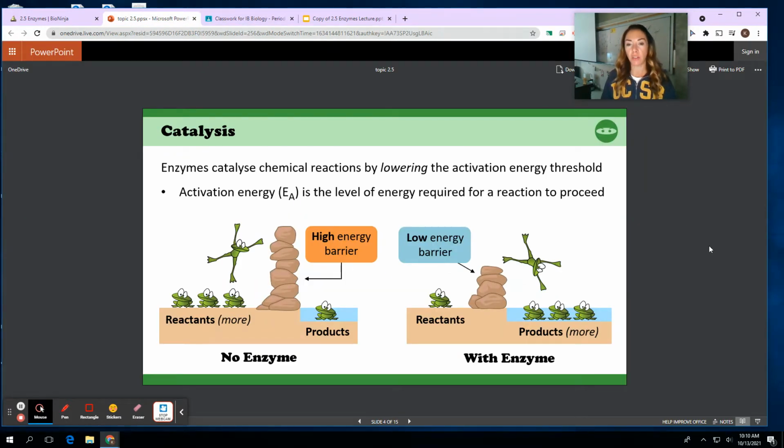But here's an analogy for the catalyst. The reason why it speeds up those chemical reactions is because it lowers the activation energy threshold. So the activation energy is the amount of energy that's needed for a reaction to start, right? So as soon as I have this much energy, then the reaction can actually move forward.